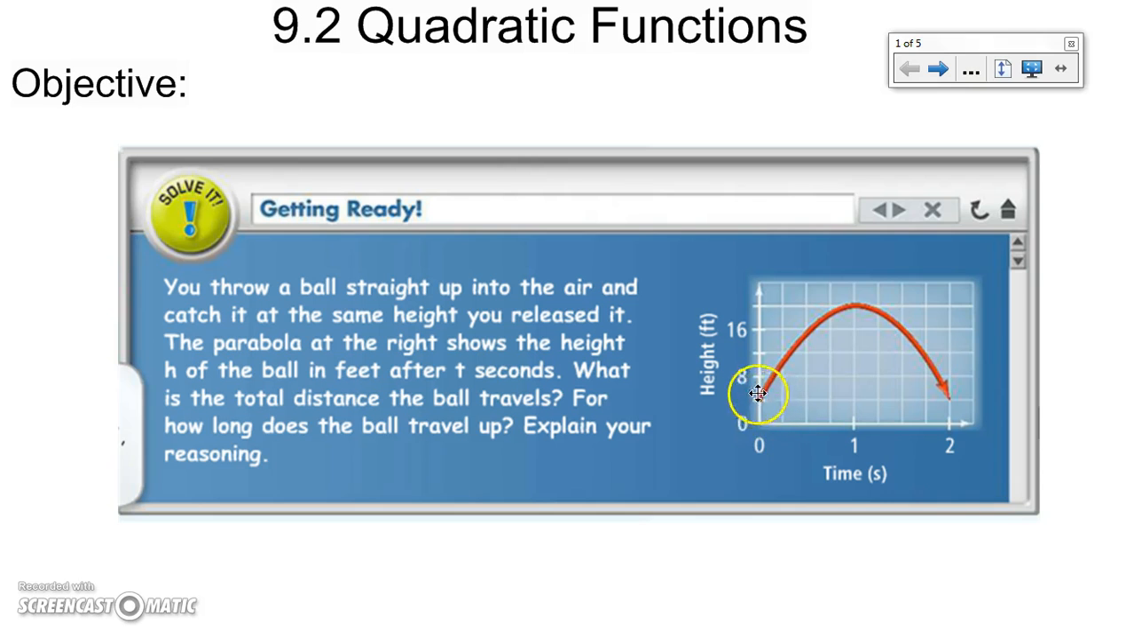So one more time, you're starting holding the ball 4 feet above the ground. You throw it into the air, and after 1 second, it's at its maximum height, and after 2 seconds, it has fallen back into your hand at 4 feet.